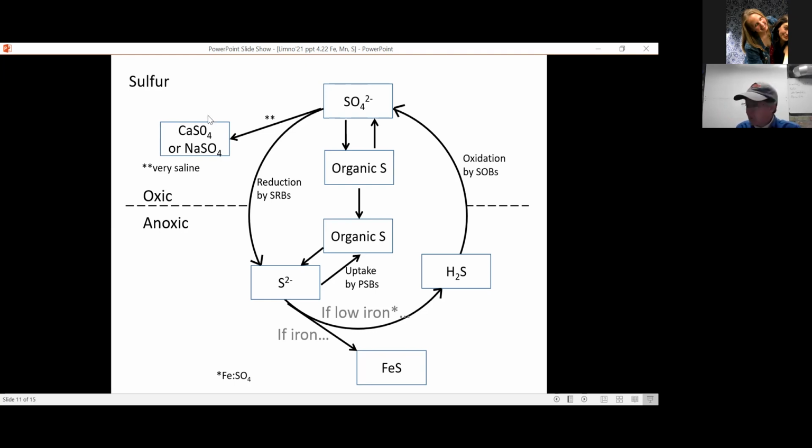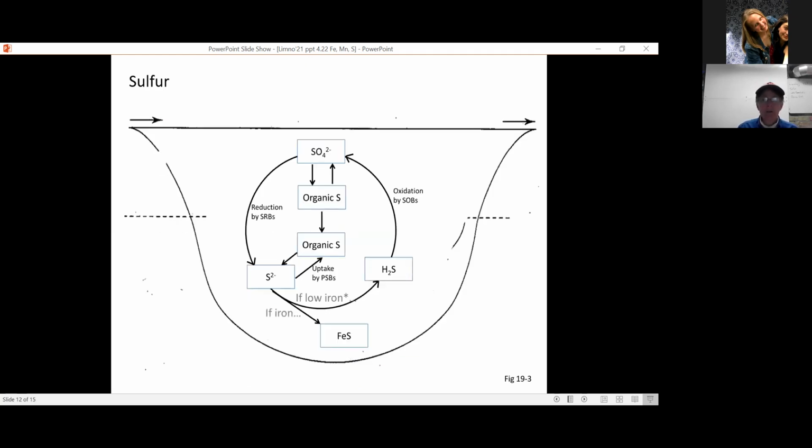Calcium sulfate is gypsum, and sodium sulfate is in that family of salts that are related to trona and natron, and the stuff they make mummies with, anyways. So here's the connection between sulfate and some of the other elements we've talked about, and salinity. Okay, but let's go back to the connection between sulfur and iron. See what we can do here.